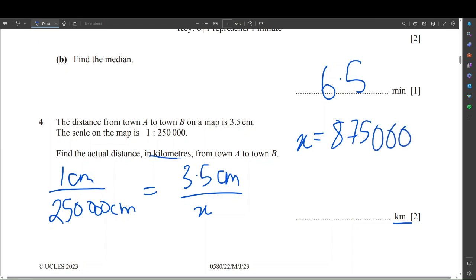875,000. Now we need to convert this to kilometers. 100 centimeters equal 1 meter, so I'm going to divide this by 100. So I'll get two zeros out of there. And then 1,000 meters is equal to 1 kilometer. So I have to divide by 1,000, which will give me 8.75 kilometers.